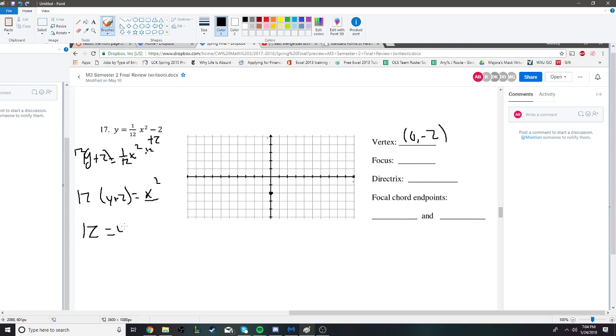12 is equal to 4p. Divide both sides by 4, and we get 3 is equal to p. And since x is squared, it's going to be up and down, so we're going to go up 1, 2, 3. There is our focus at 0, 1. Down 1, 2, 3. So our directrix is at y equals negative 5.